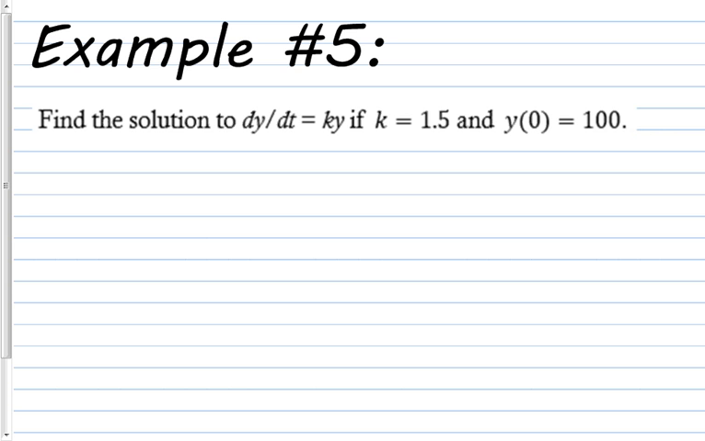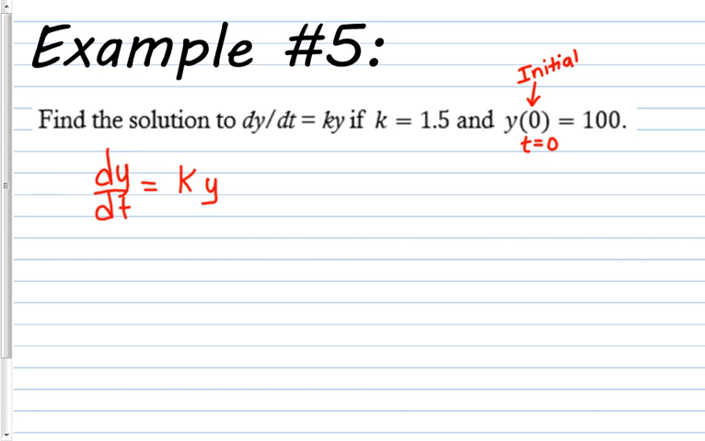So find the solutions to dy/dt equals ky if k equals 1.5 and y0 equals 100. Now, y of 0, this is the initial value of y, because at time 0, at t equals 0, y equals 100. So this is the initial. Find the solution to dy/dt equals ky. K is just a constant. It's a number. But they are telling me that k equals 1.5.